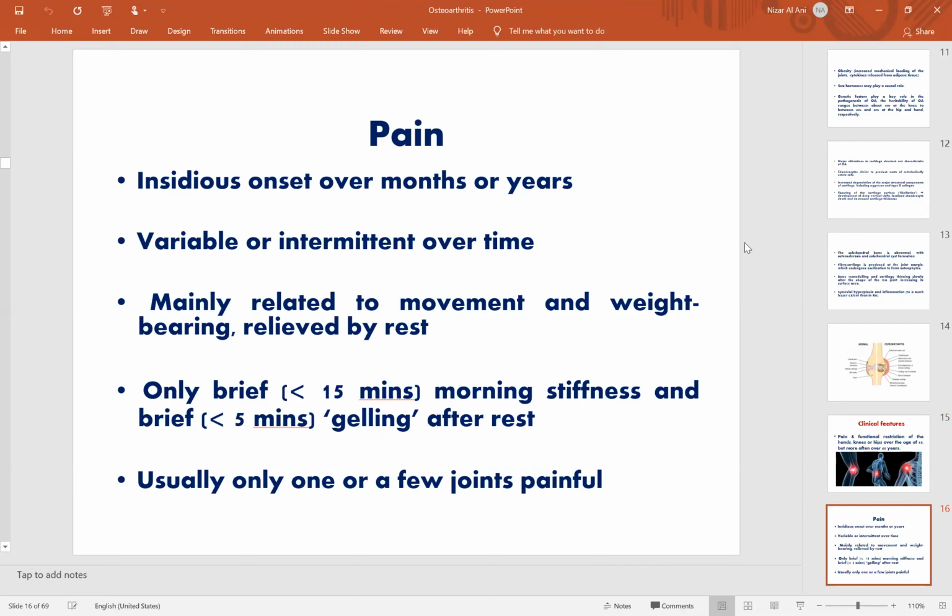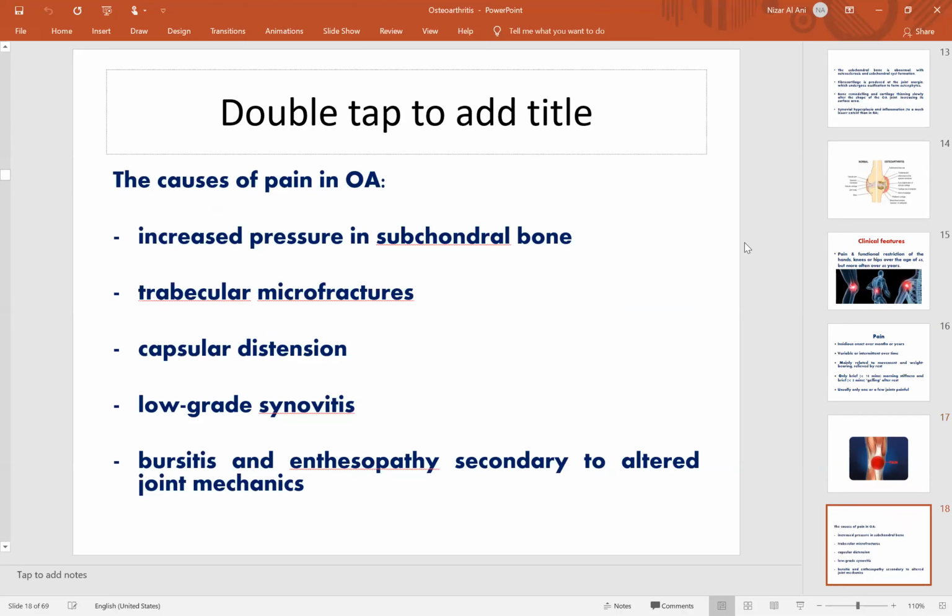Only have a period of brief stiffness, mainly in the morning, for less than 15 minutes. It is very brief during the day, less than 5 minutes. We call it gelling phenomena after a period of rest. Usually only one or few joints are painful. Regarding the pain in osteoarthritis, actually, as you know, the cartilage is a denervated organ.